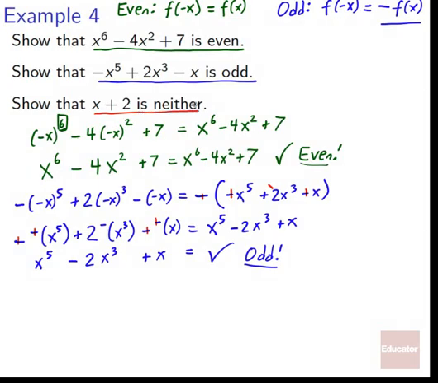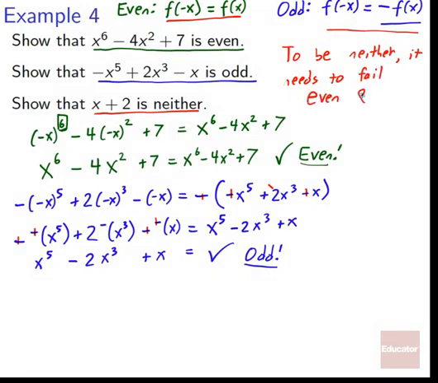So to be neither, we have to fail at being this and fail at being this. So to be neither, it needs to fail being odd and being even. So it needs to fail even and odd. So let's just try plugging in a number. Let's try plugging in, say, -2.